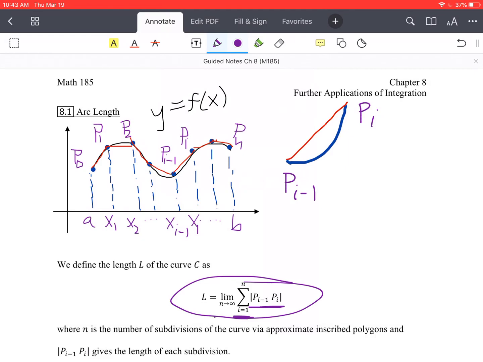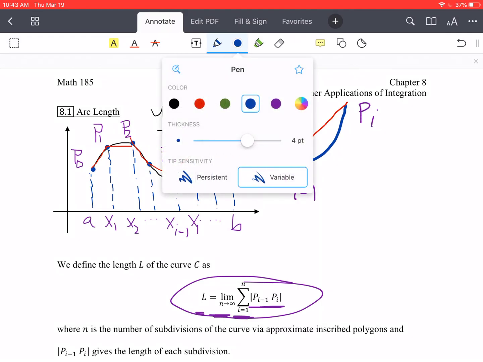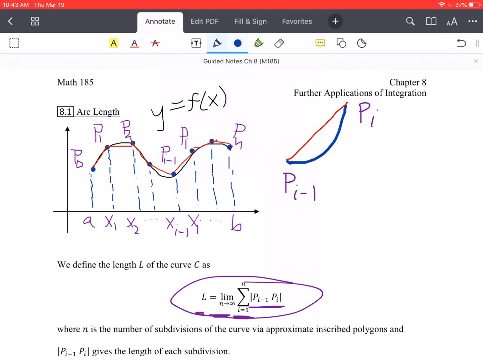And then here's where the limit comes in. The limit as n approaches infinity says that as we take more and more approximations, our value is going to get closer and closer to the actual length of the curve, or the length of the arc. So on our curve, let me put a couple more points down here, just for reference.